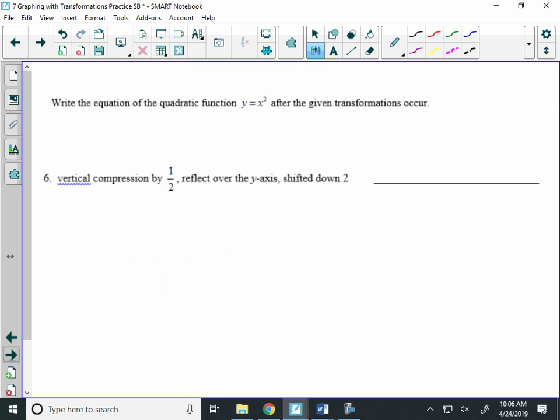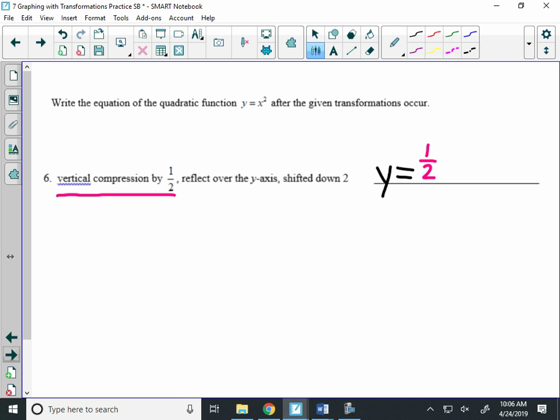Number 6 is the next one. They want you to write an equation given the transformations. So we're going to start with a vertical compression by 1/2. When I compress, I want the number in front of the parentheses to be less than 1. So it's just going to be a 1/2 in front of the entire equation.